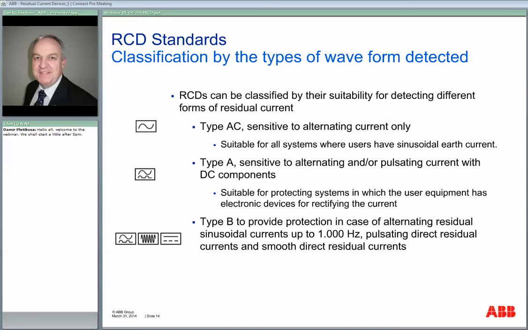A fairly new development in the product standards has been the Type B device. This is also known as the universal RCD. It can actually sense everything that an AC device does with a pure AC waveform earth fault. It can sense everything that Type A will do, where you've got that pulsating DC. Pulsating basically refers to the fact it's a half wave going down, meeting the zero voltage point and then having another pulse. But the Type B device can also sense residual currents which have got a higher frequency, so that's up to 1,000 Hertz.